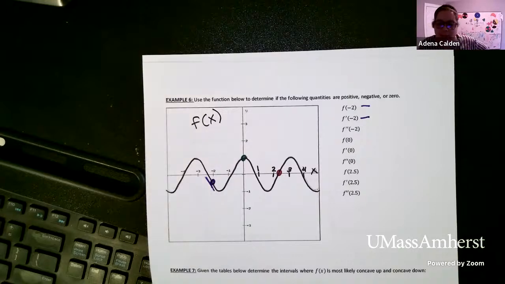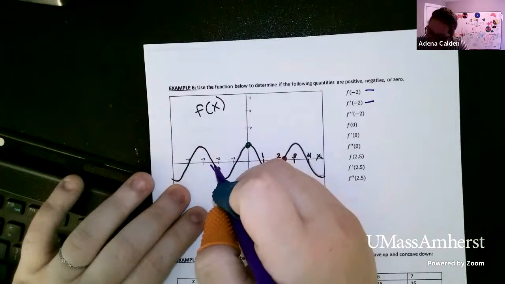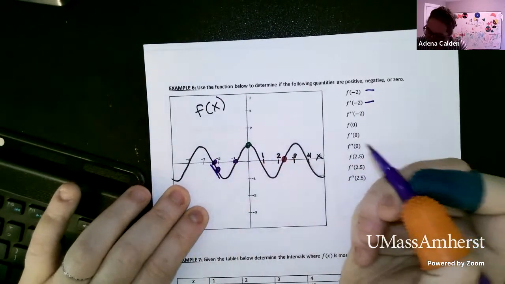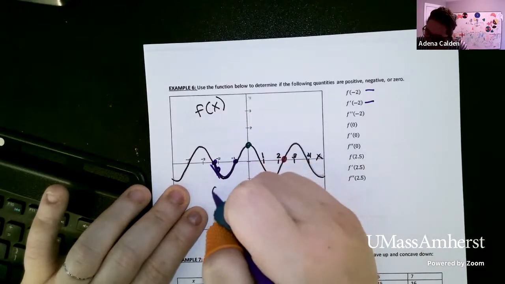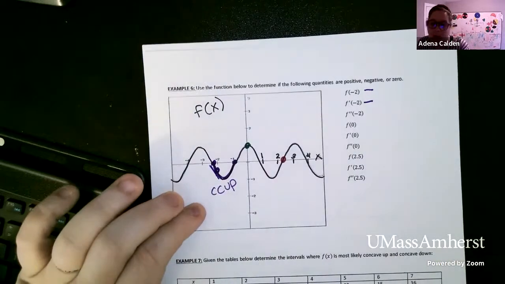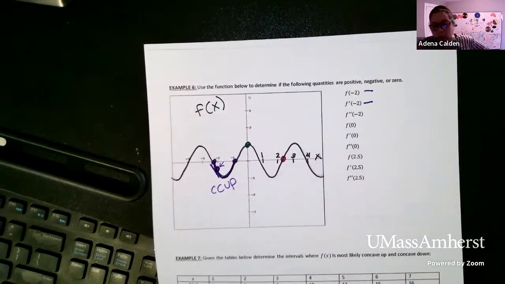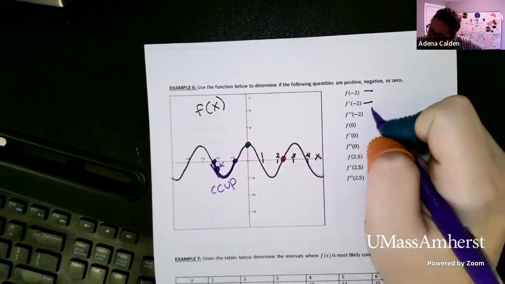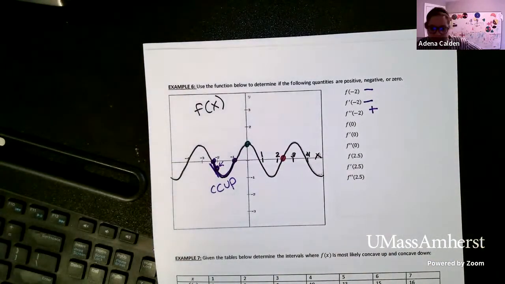And then finally, for the second derivative, we have to consider the concavity. And so this is a little tricky. So we really want to think about where it changes concavity, which is here and here, because this whole piece right here is concave up, which includes what's happening at -2. So -2 is still in the part that's concave up. If it's concave up, then we have a positive second derivative.